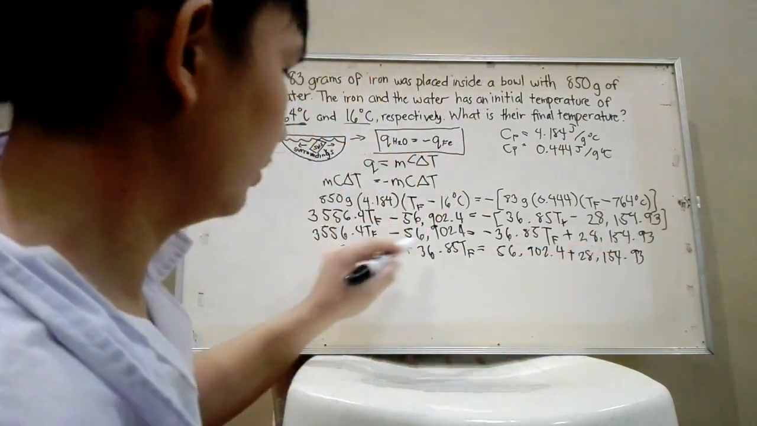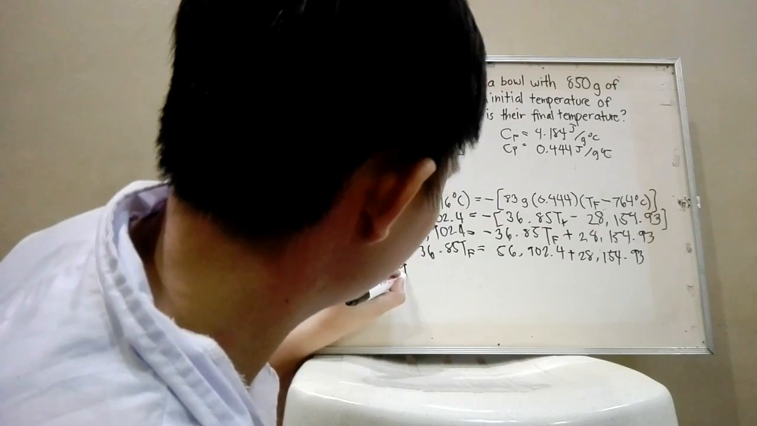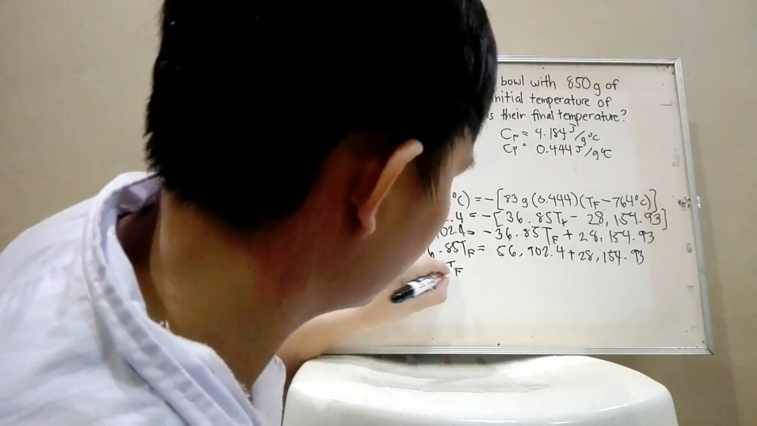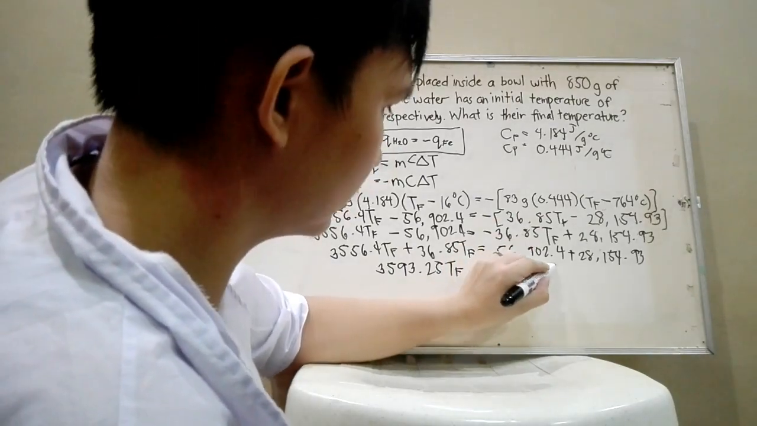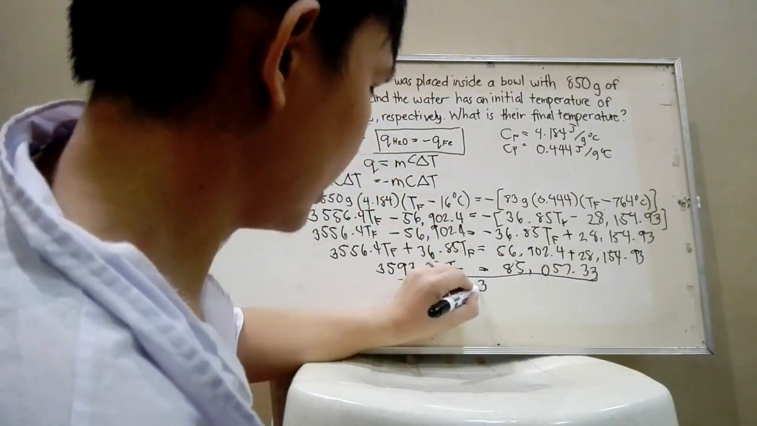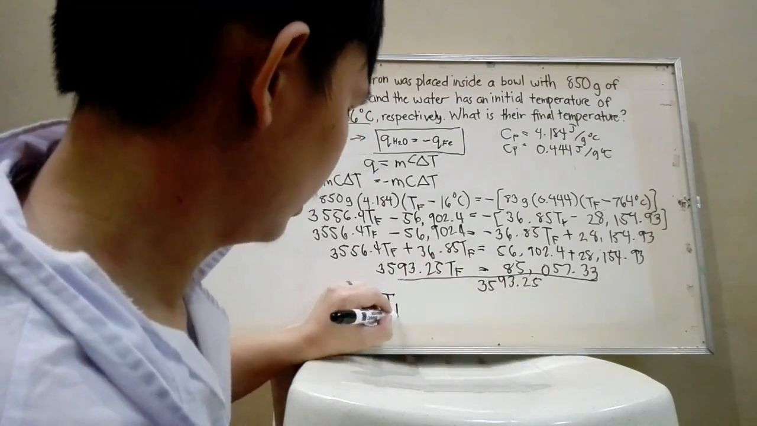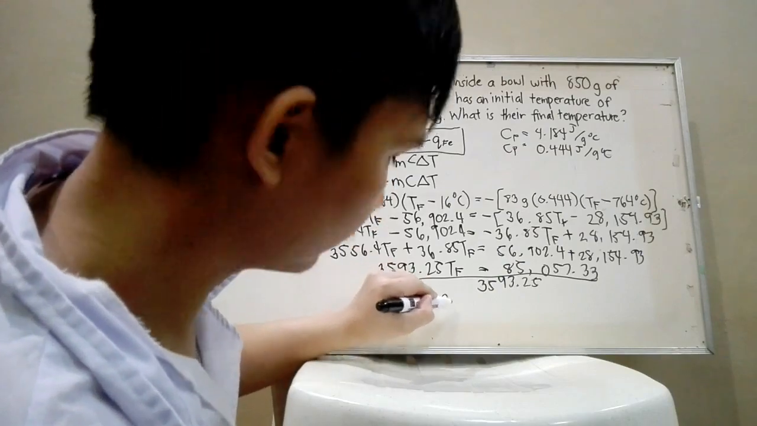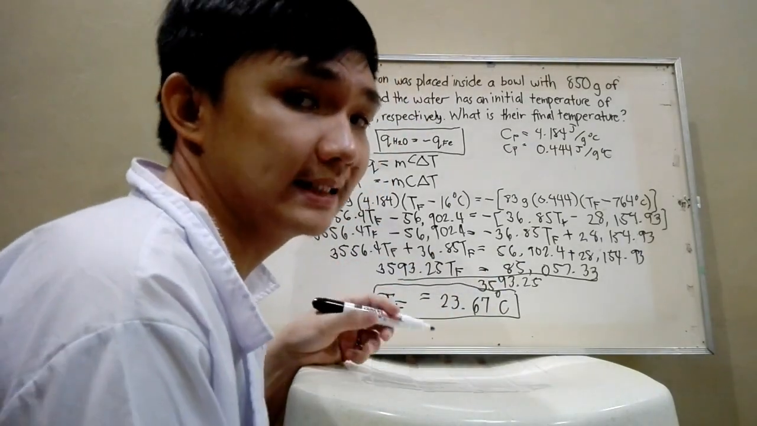2,154.9. So we will be adding these two, so it will turn 3,593.25 TF equal to 85,057.30. And then you will divide both sides by 3,593.25. So TF is equal to 23.67 Celsius. So this is your final temperature for this universe.